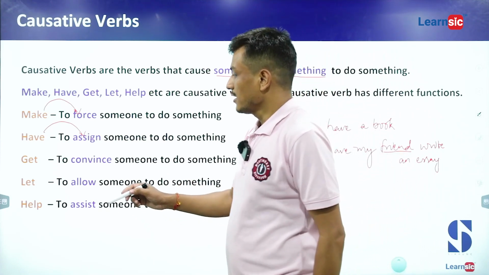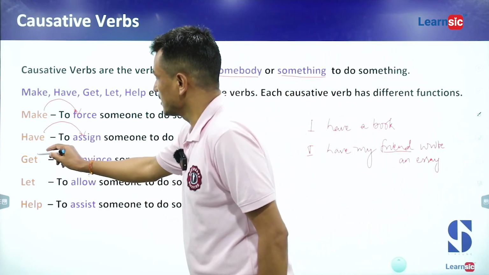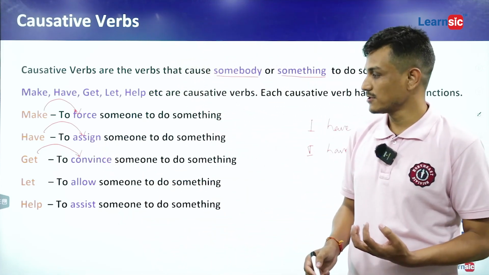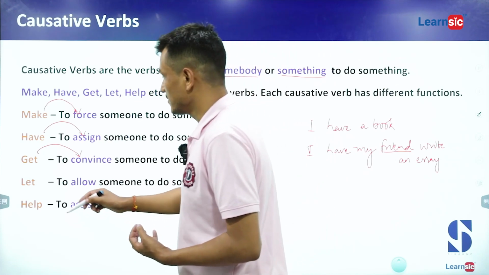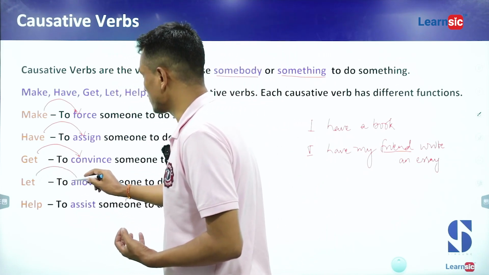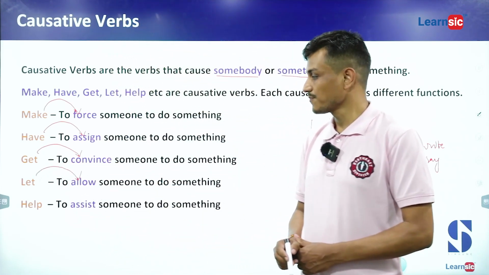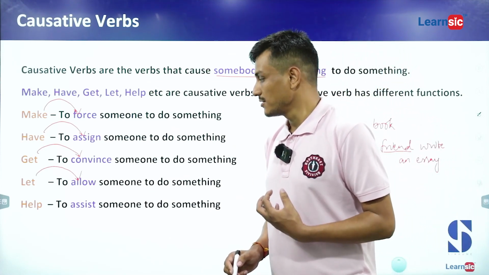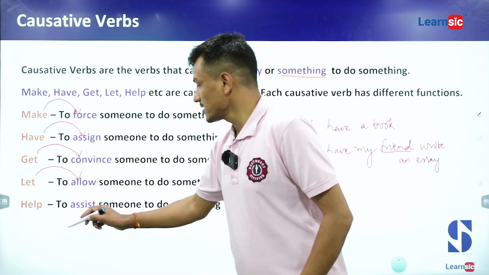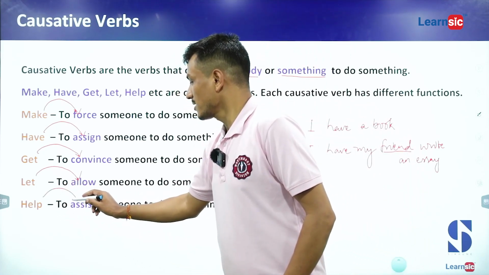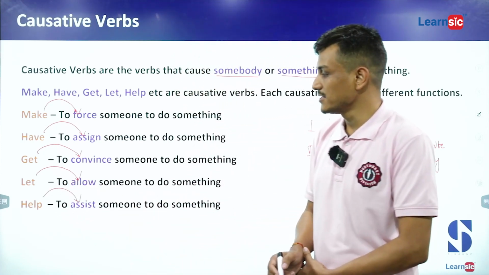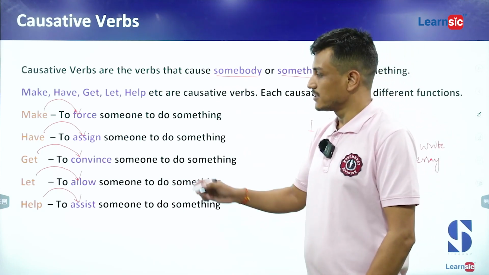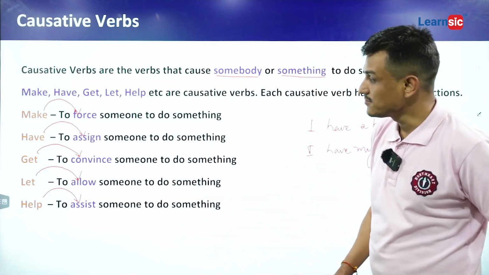If we use get, we convince others to do our work. If we use let, we allow someone or something to do our work. That is related more to giving permission. The next one is help. Help is to assist, to support someone. These are the causative verbs.